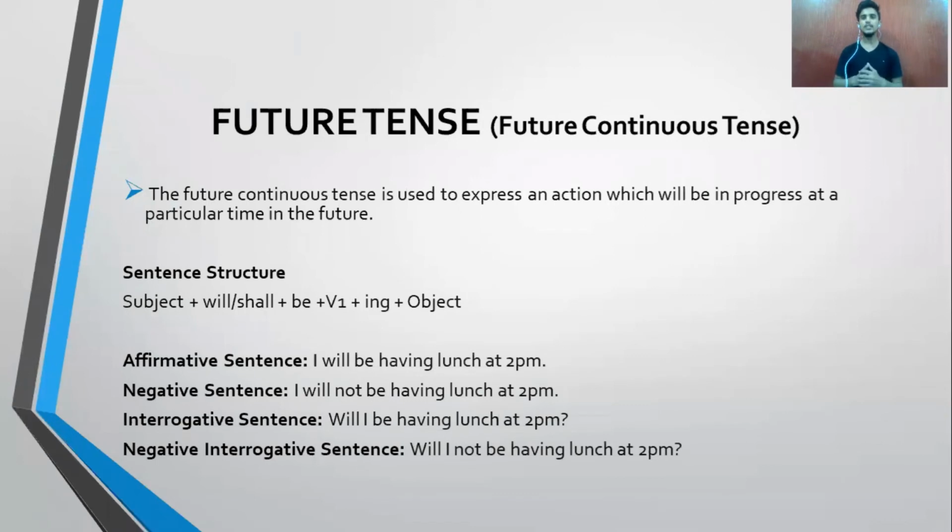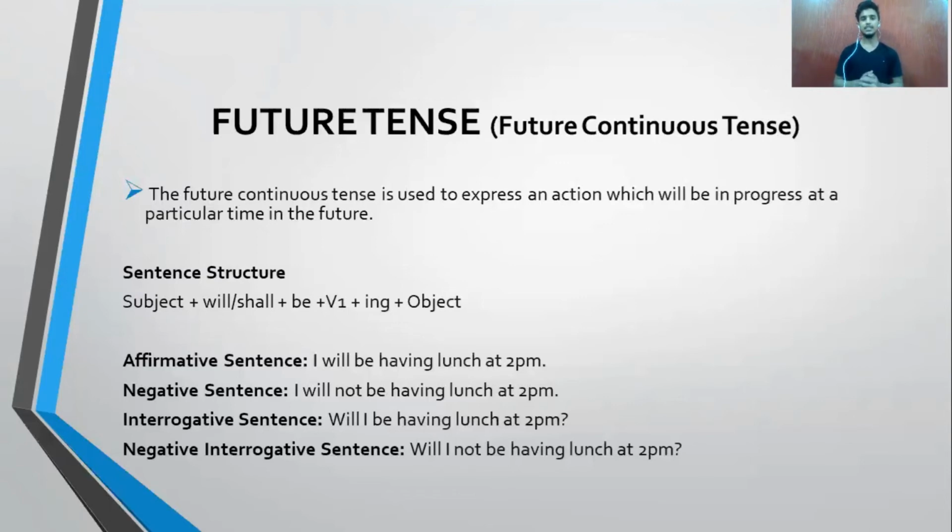Future continuous tense. The future continuous tense is used to express an action which will be in progress at a particular time in the future. We make example is they will be having lunch at 2 p.m. Sentence structure. It is as first we will put the subject, then helping verbs which are will and shall, and then plus be, and then the first form of the verb and ing, means fourth form of the verb, and the object. In affirmative sentence, we'll put the same sentence structure as I'll be having lunch at 2 p.m.